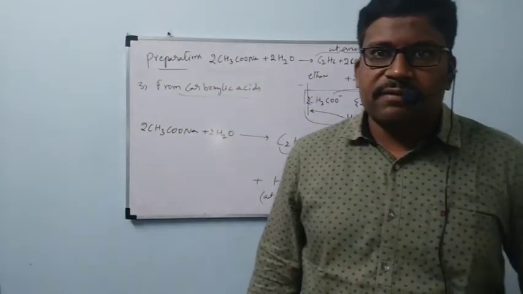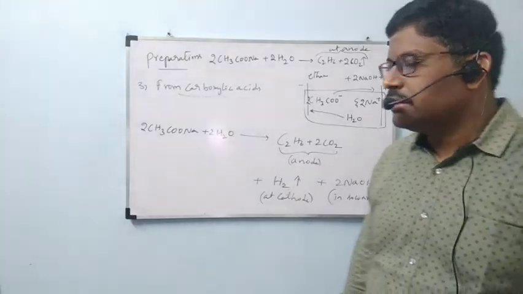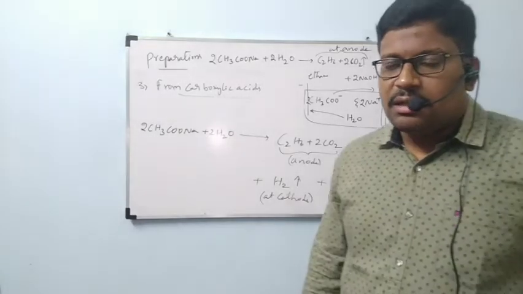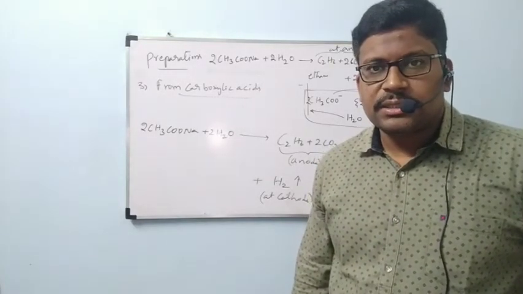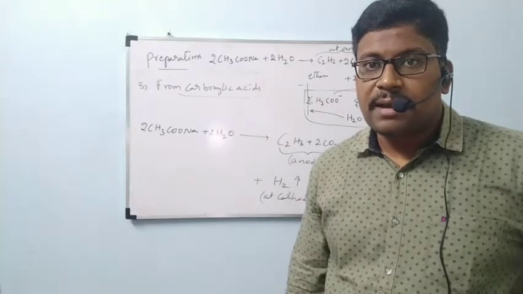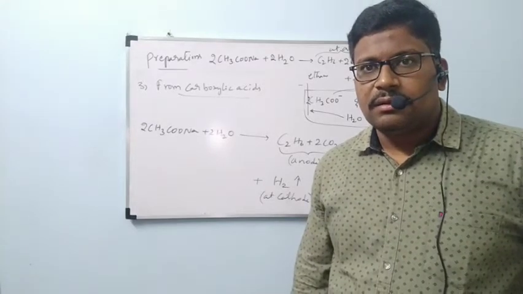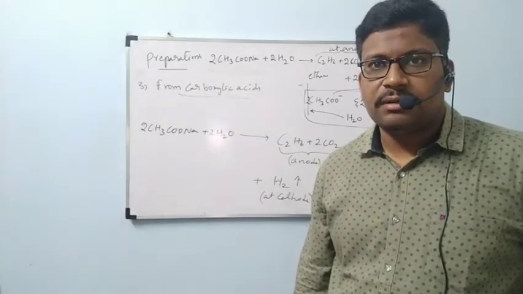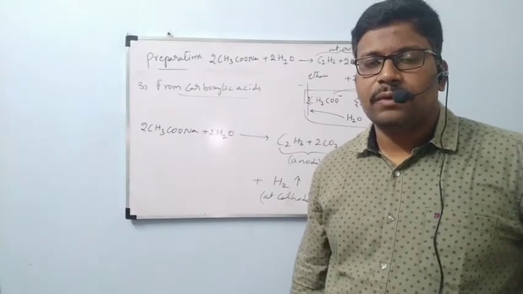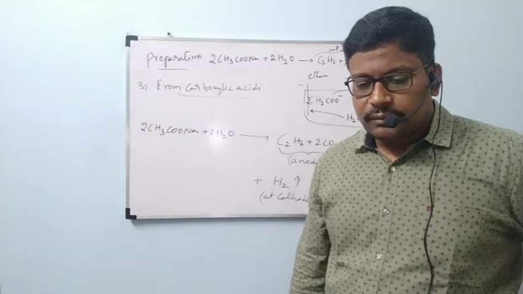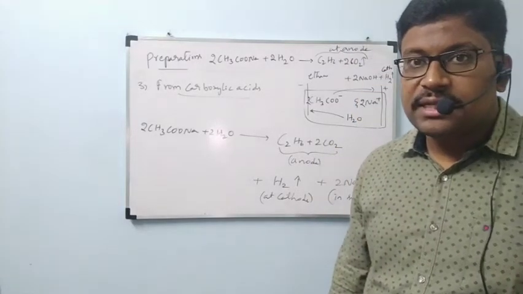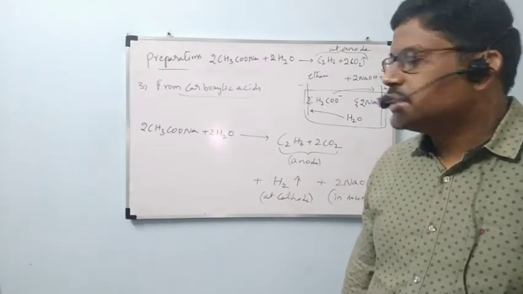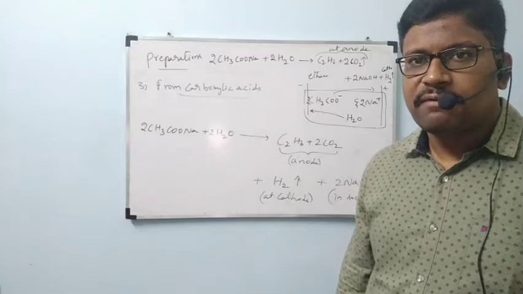By this we completed the preparations of alkanes. We have three preparations. The first is from alkenes and alkynes, that is, from unsaturated compounds. The second is from alkyl halides. The third is from carboxylic acids. Next, we have to go through chemical properties. Physical properties we will see at the end. Now we will see the chemical properties of alkanes.